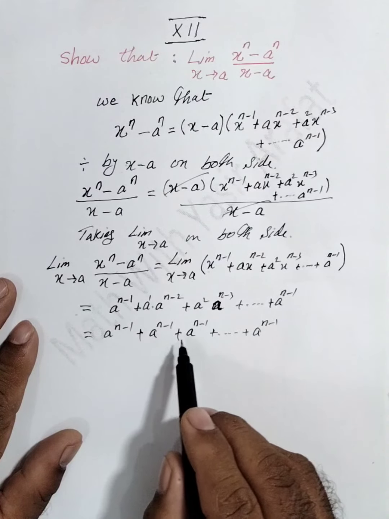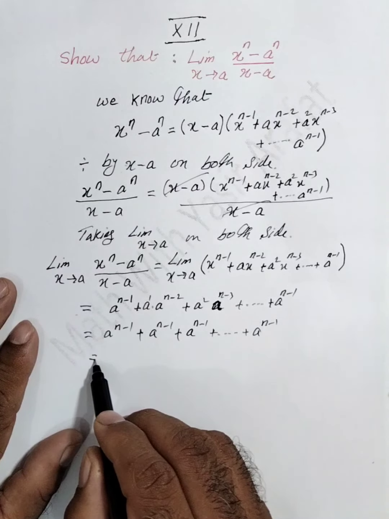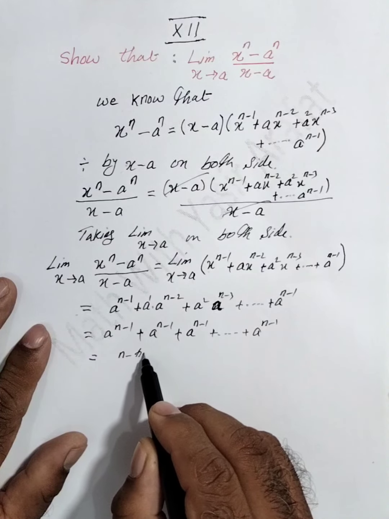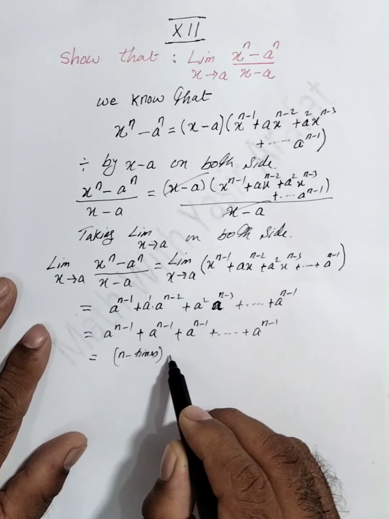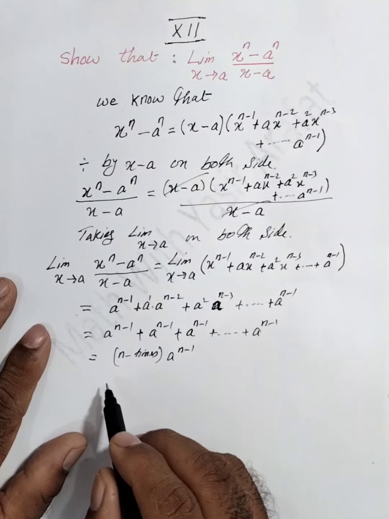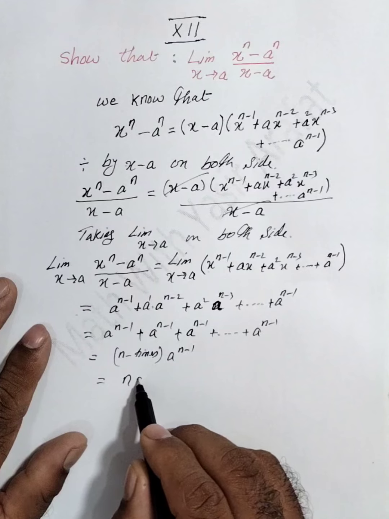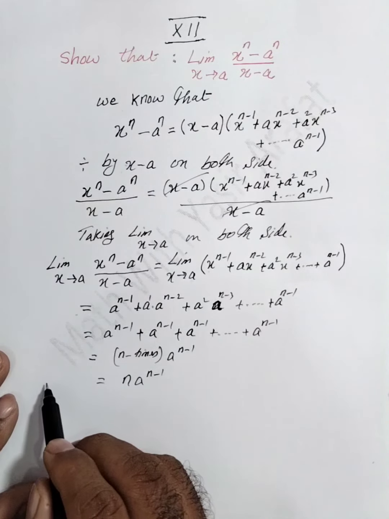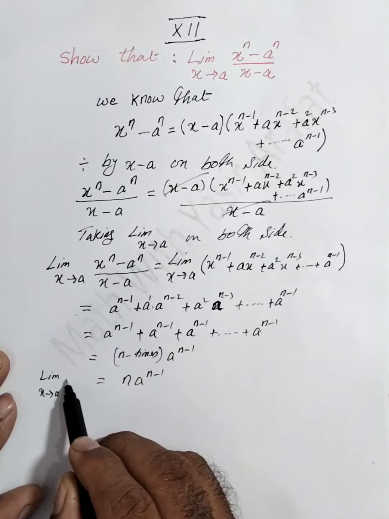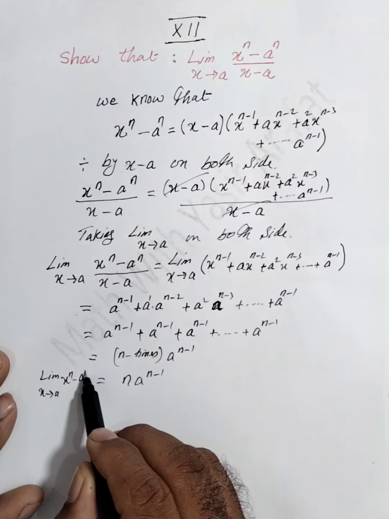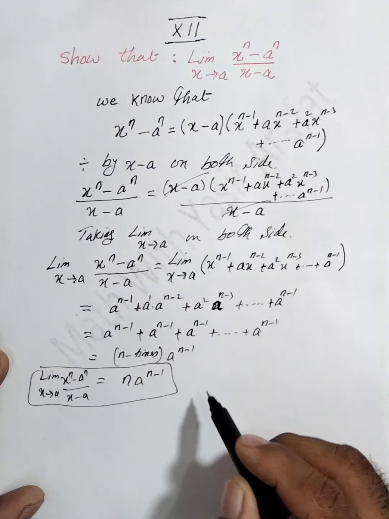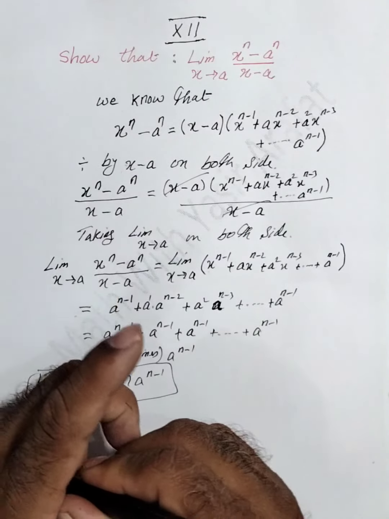Now if we take out a^(n-1) as common, we have 1 plus 1 plus 1 plus 1, which will be n. So this is n times a^(n-1), and this is the final result of the limit of (x^n - a^n) divided by (x - a), and this is the derivation of this formula here.